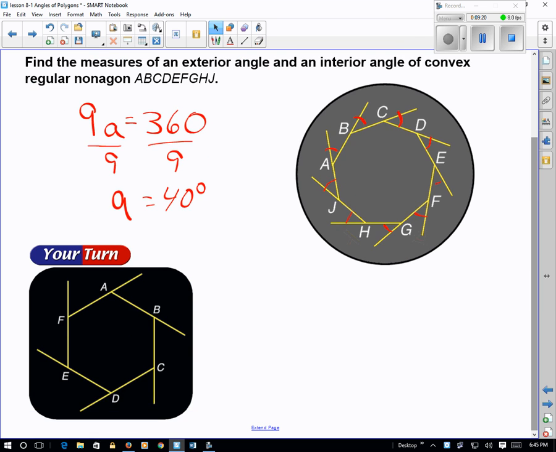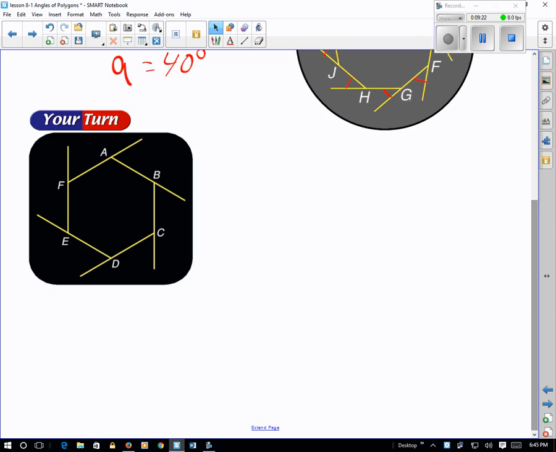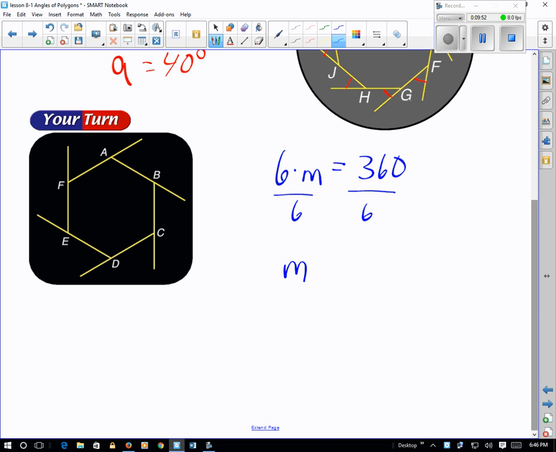Try that for the regular hexagon shown here, and find the measure of each angle. So for this we have 6 times the measure of an angle, M, has to equal 360, and dividing by the 6 then gives us that the measure of each angle is 60 degrees.